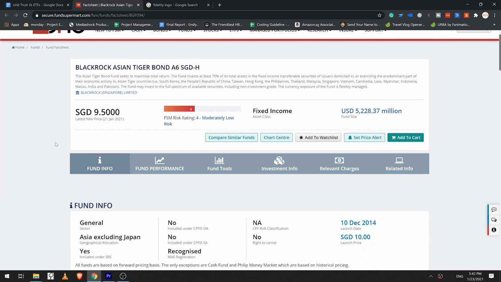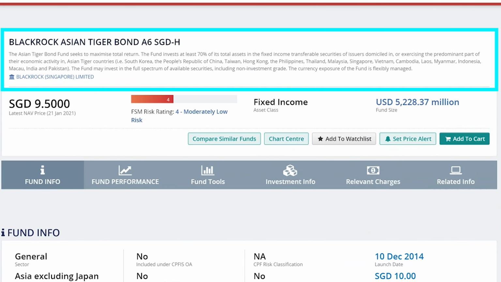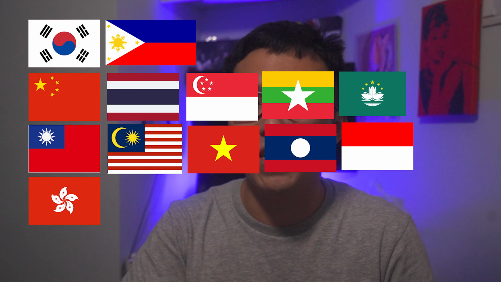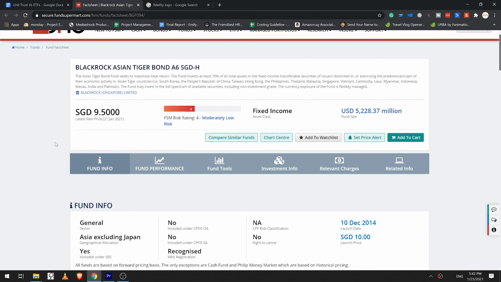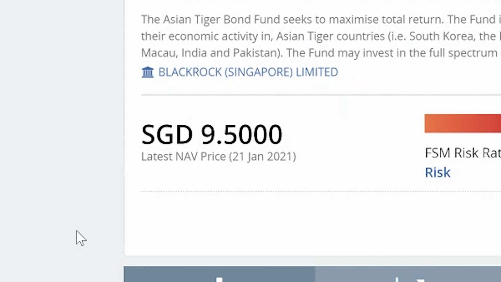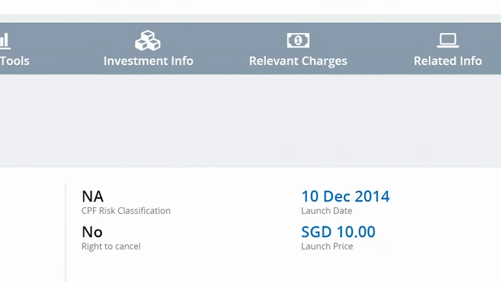So for example, if you look at this fund, which is the BlackRock Asian Tiger Bond, this fund aims to maximize total returns. Being an Asian bond, it covers countries like South Korea, China, Taiwan, Hong Kong, Philippines, Thailand, Malaysia, Singapore, Vietnam, Laos, Myanmar, Indonesia, Macau, India, and Pakistan. That was a mouthful. Whew. And the current price for the bond fund is at $9.50 as of recording. But when the fund was launched in 2014, it was priced at $10. However, this fund also pays a dividend of 3 cents per share, which can be reinvested to purchase even more units.